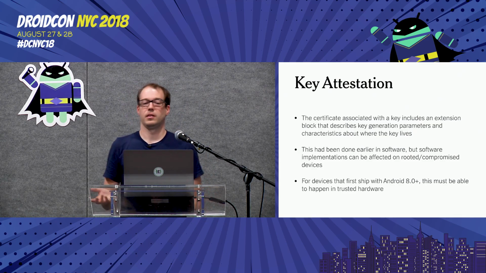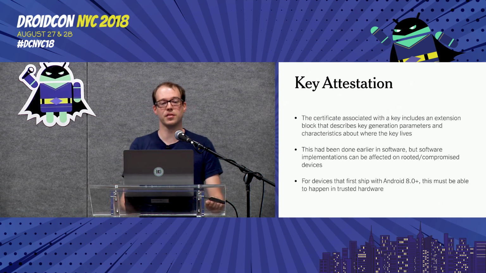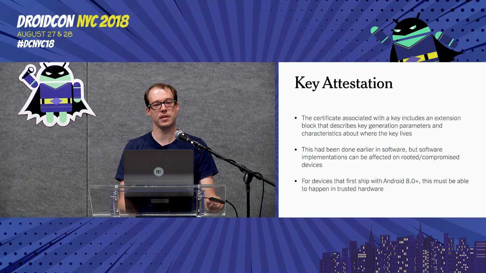And up until 8.0, this had been done in software, but software implementations can be compromised, and if you have a device that's rooted, you really can't trust whether it was generated correctly, or if it's been modified somewhere between the device and you. However, the CDD specifies that starting with Android 8, you have to be able to do this in trusted hardware. Now, the question is, how do you pull this off where there are so many different vendors? I don't want to have to worry about a Samsung version of a root key from Samsung or from LG and managing what the device generated for me.